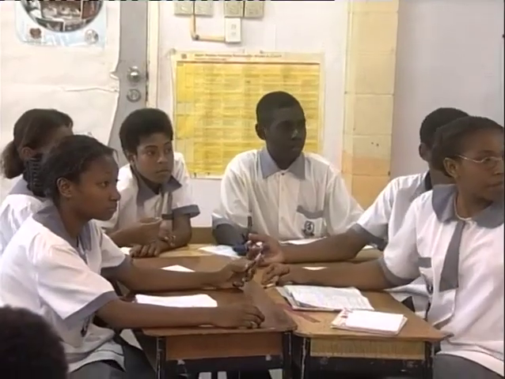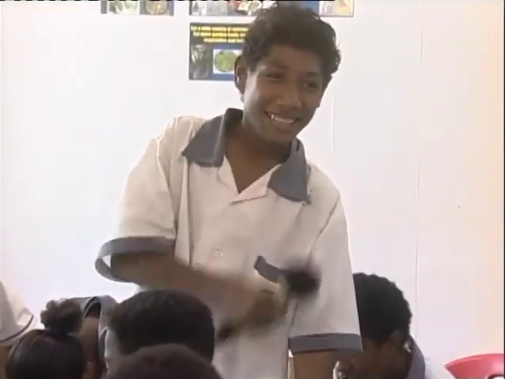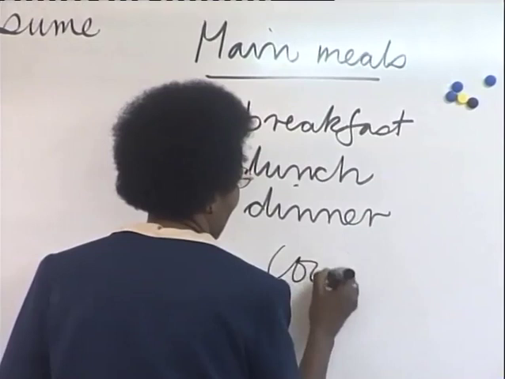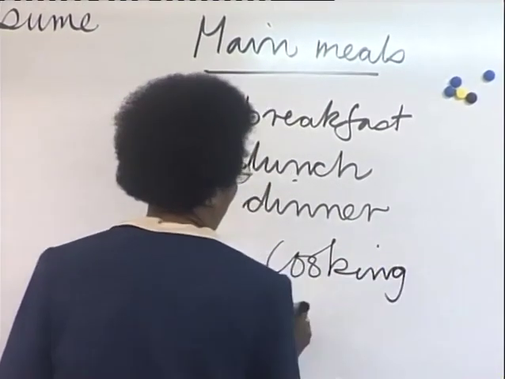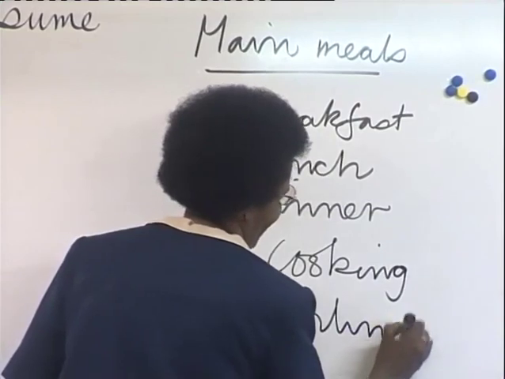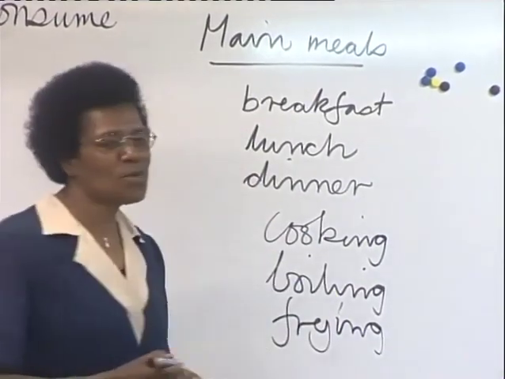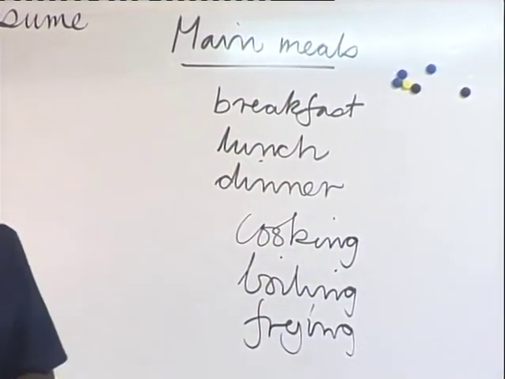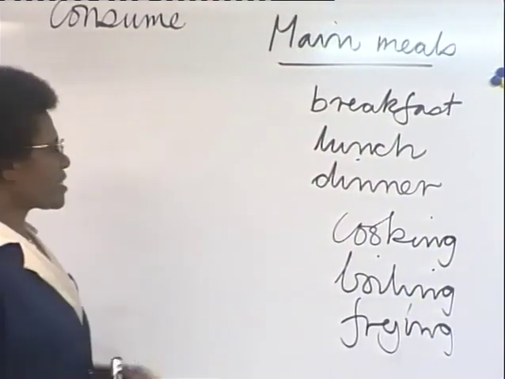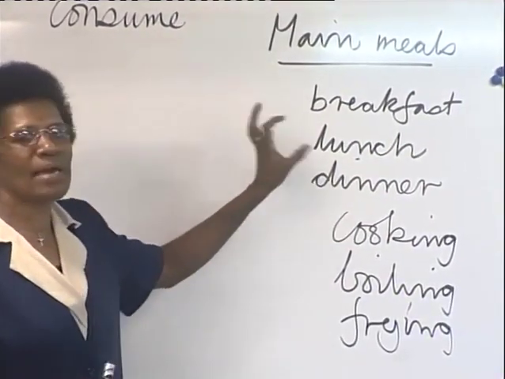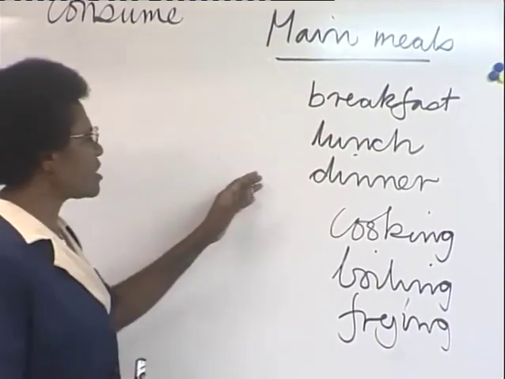Anybody would like to try before I let you know? Yes, Quarry would like to try. Cooking, boiling, and frying. Okay, actually we are only brainstorming. And whatever you have given me, Shane has given me the main meals, and Quarry has given me some methods of cooking.